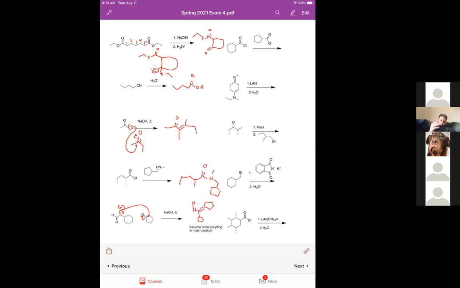All right, we've got another acid chloride and a carboxylic acid here, as well as make an anhydride. LAH reduces amides and enamines down to just amines.